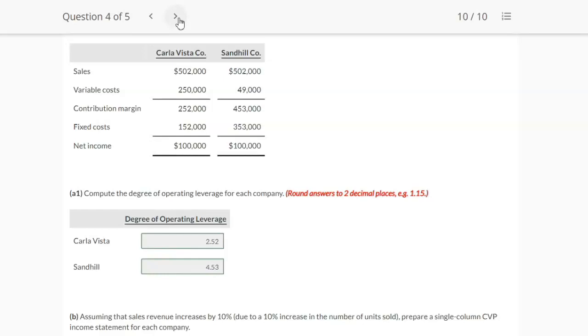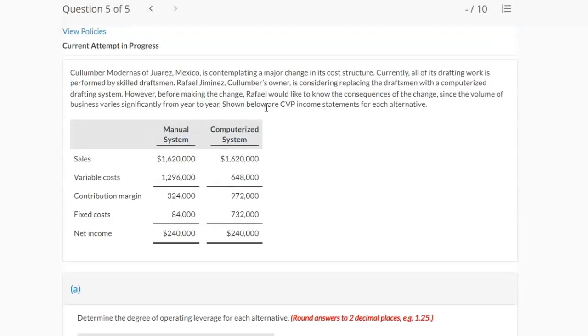Okay, I think we have one more similar, I'm not sure. All right, you're doing it. Now, this is manual system and computer system. Okay, you want to read it?